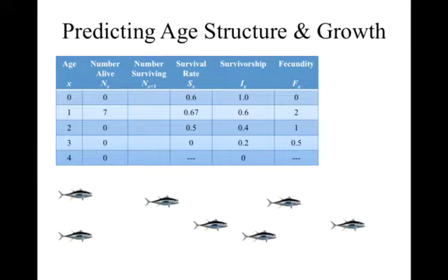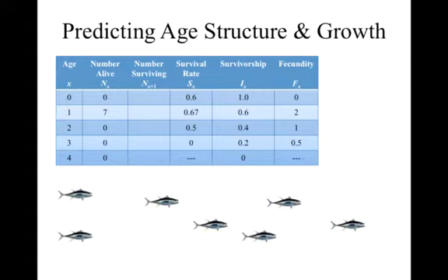So the next thing we're going to do is look at how we can predict population age structure from one year to the next and how we can predict population growth from one year to the next. Now to do this, I'm going to add one new column to my life table. So my life table before, I had the age, I had the number alive in each age, I had survival rate, survivorship, and fecundity. Now I'm going to add a second column that says the number surviving until the next year, or the number around in the next year for each of these different age classes.